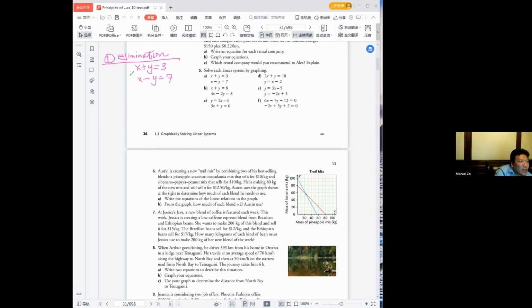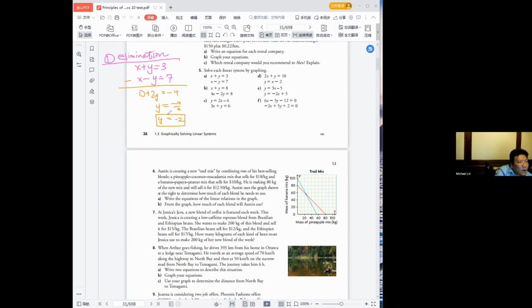If I want to eliminate the x's, then I should just subtract the two equations, right? Because x take away x is 0. So I don't have any more x's. And we have y take away -y, which is positive 2y. And then 3 take away 7 is -4. That means y is equal to -4/2. So y must be equal to -2.